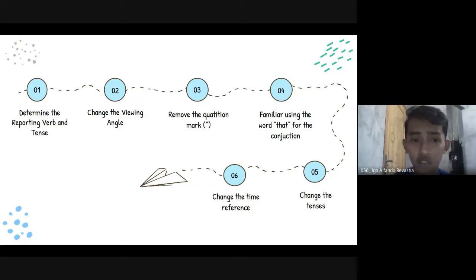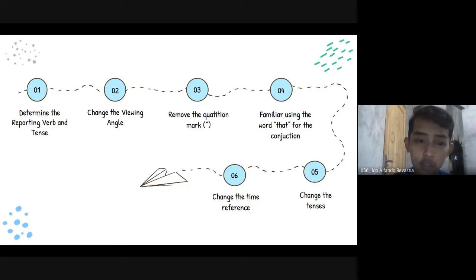Number two, change the viewing angle atau ubah sudut pandang kalimat tersebut. If in direct speech you use the pronoun I and we, then in the reported speech you have to use the third person pronoun like he, she, and they. For example, direct speech: I think I kinda like her. Sepertinya aku agak suka sama dia. Reported speech-nya, he says that he kinda like her. We can see from the example, pronoun I changed to he.